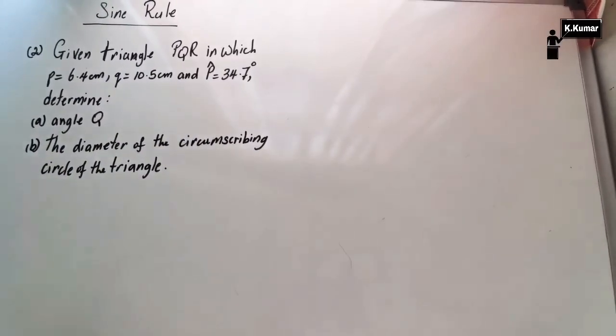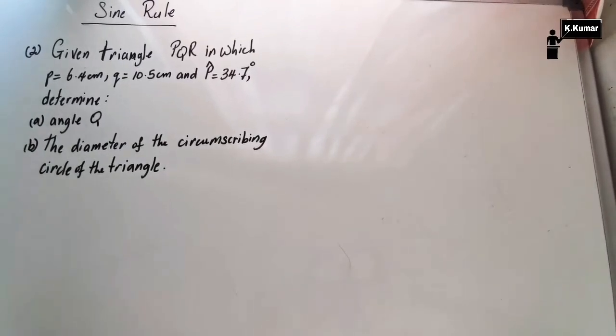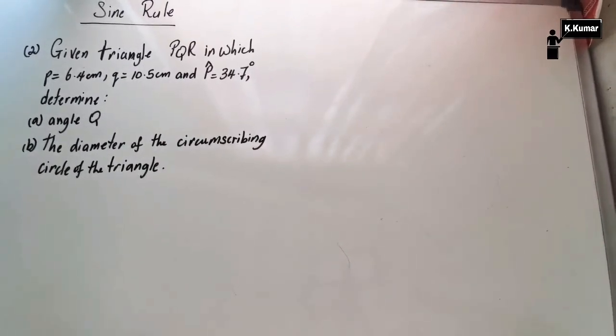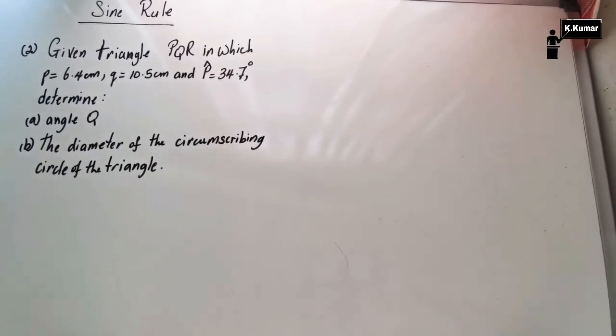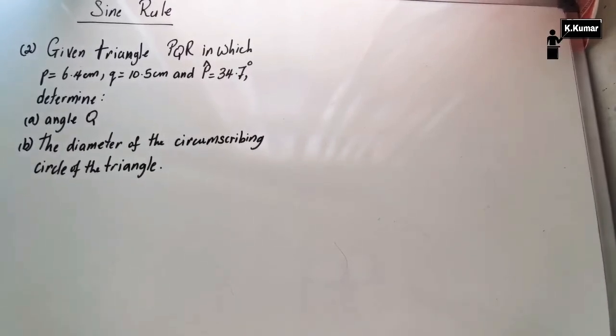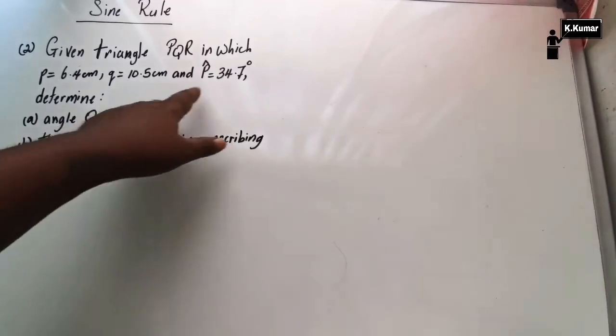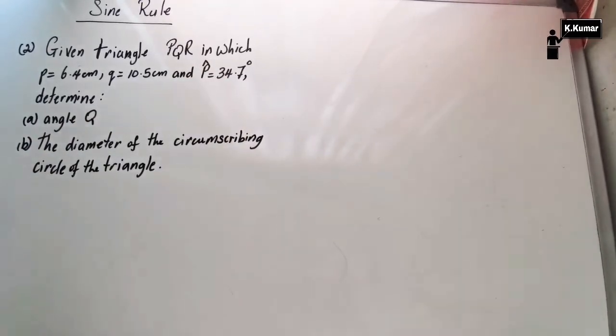Let's look at another example of the sine rule. You have a question: given a triangle PQR in which P is equal to 6.4 cm, Q is equal to 10.5 cm, and angle P is equal to 34.7 degrees. Determine A, angle Q, and B, the diameter of the circumscribing circle of the triangle.